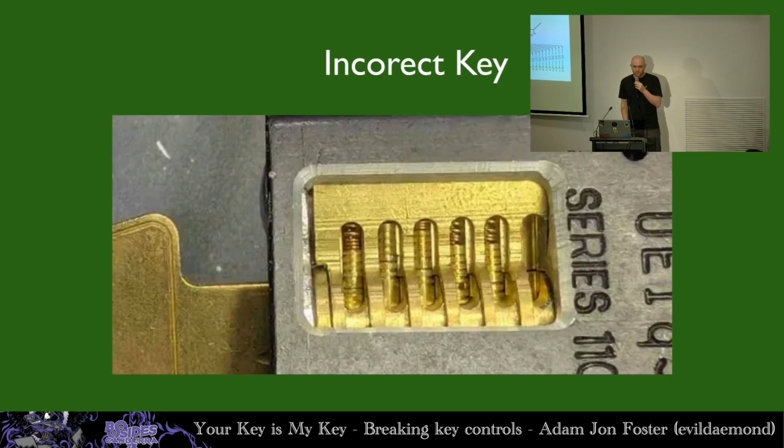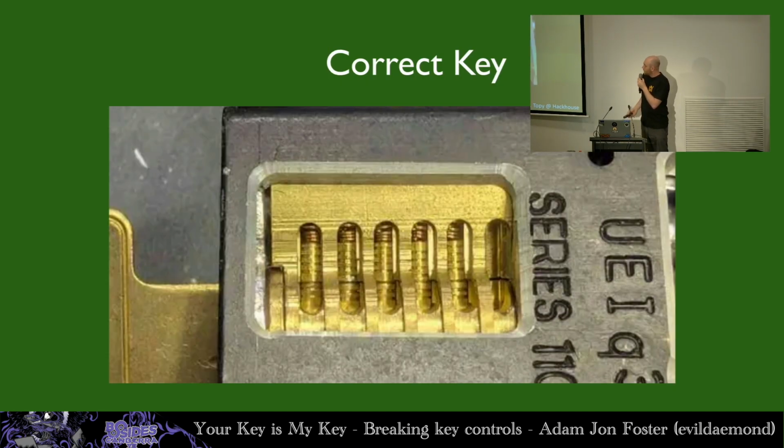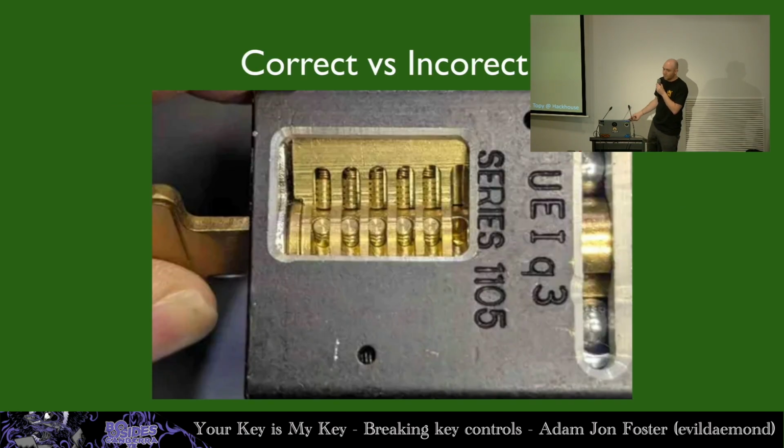So if you take an incorrect key, put it in your lock, you'll find that it won't open. It'll just be set like this. And you'll see how, if you look closely along the pins here, they don't line up. The correct key gets a nice straight line all the way across. And that means you can actually turn the lock and open it.